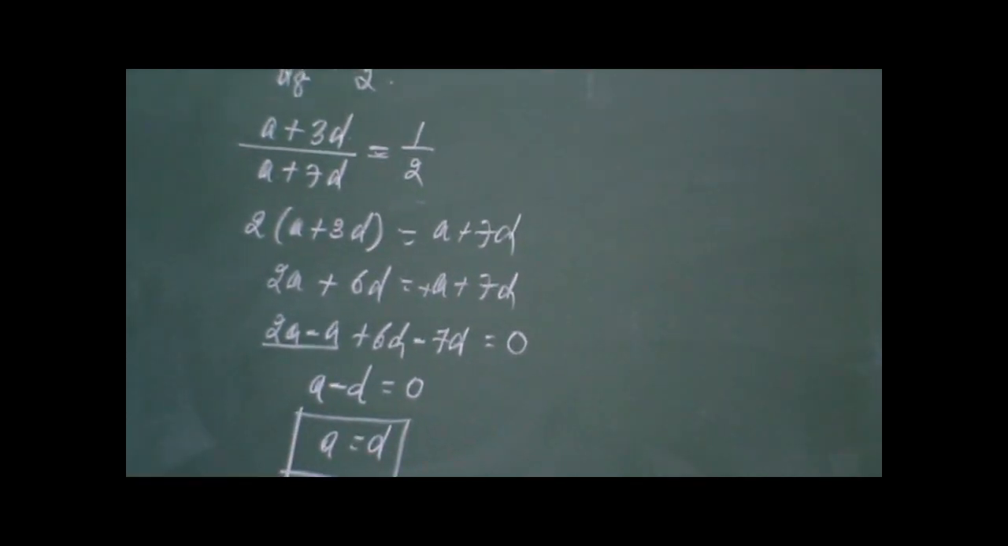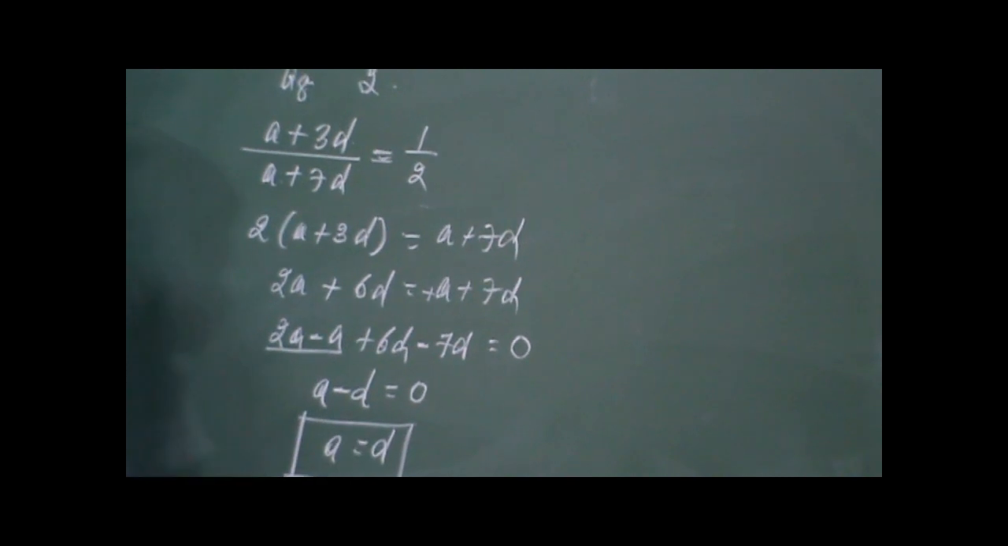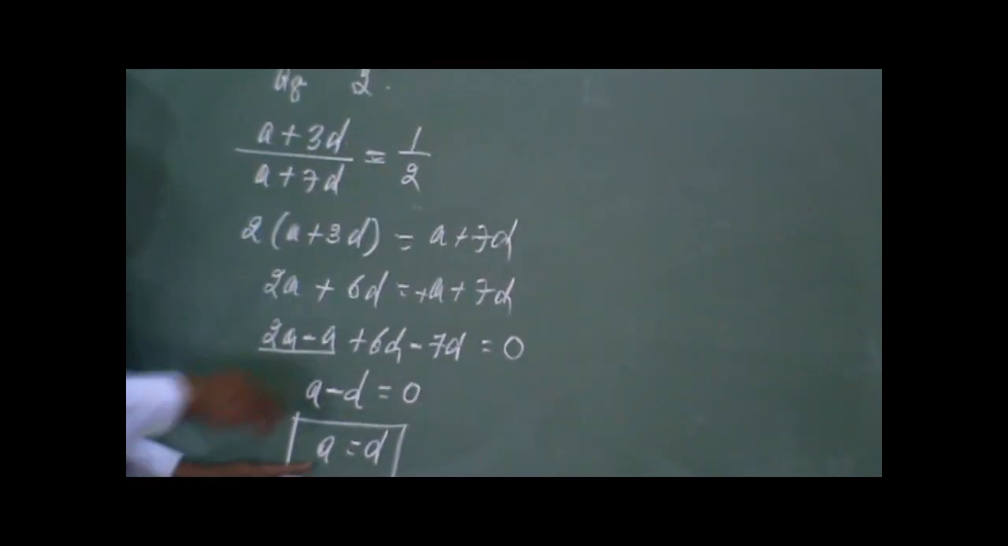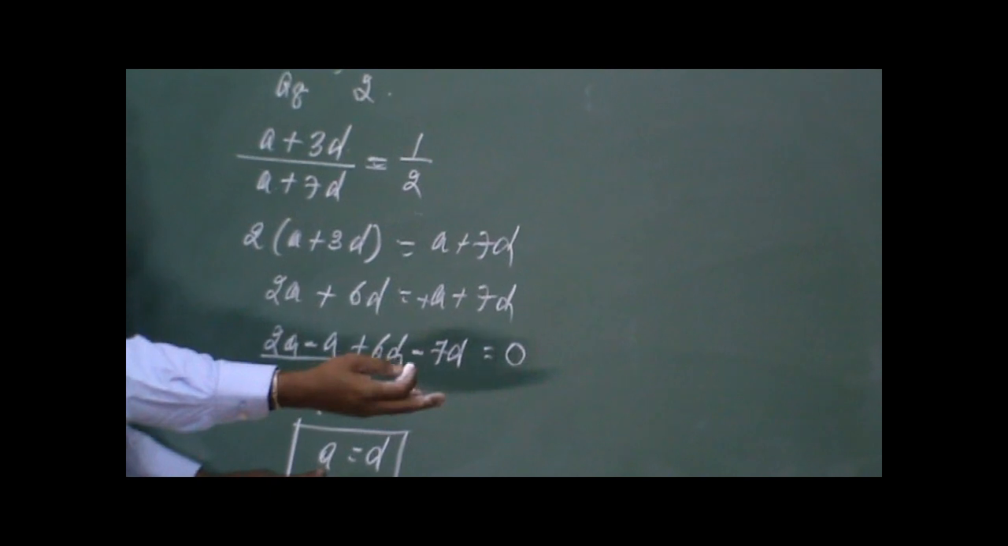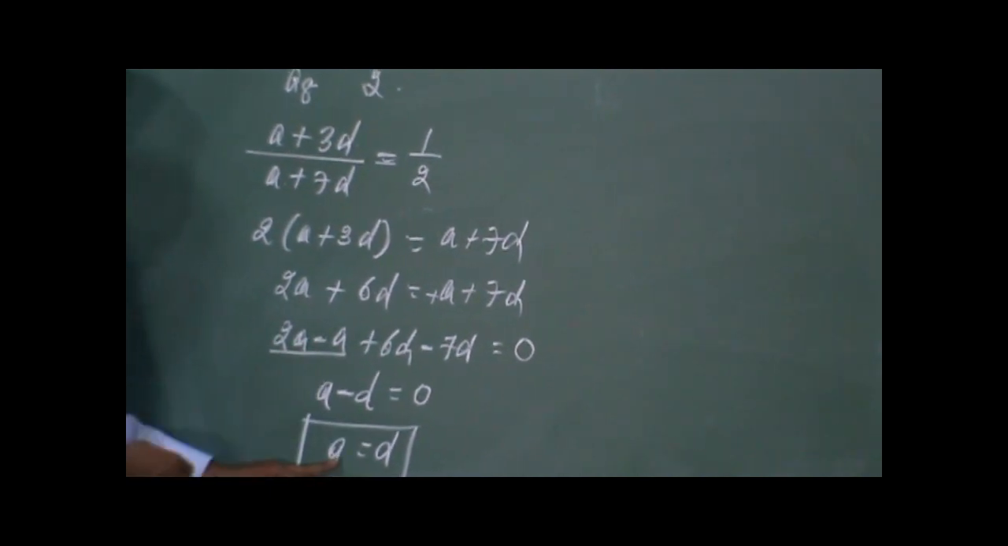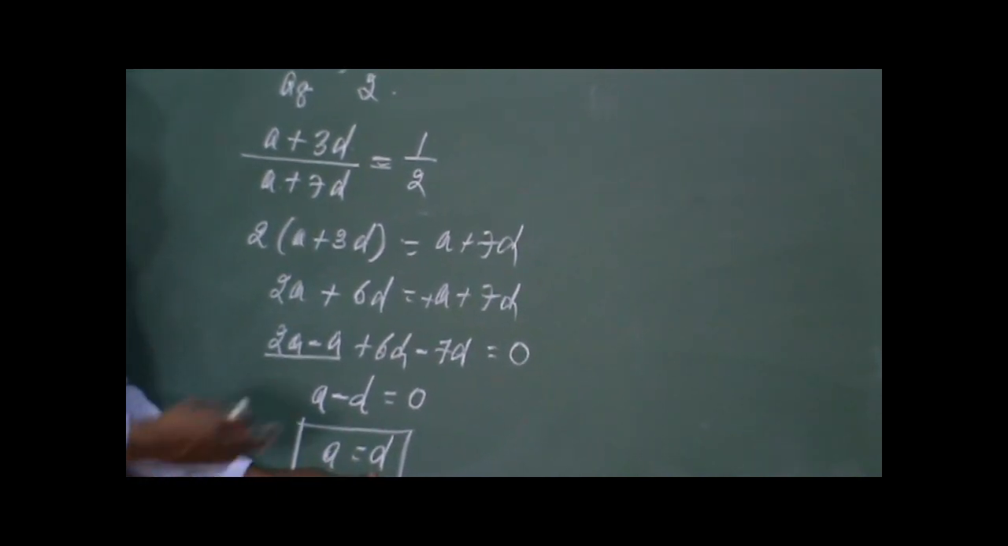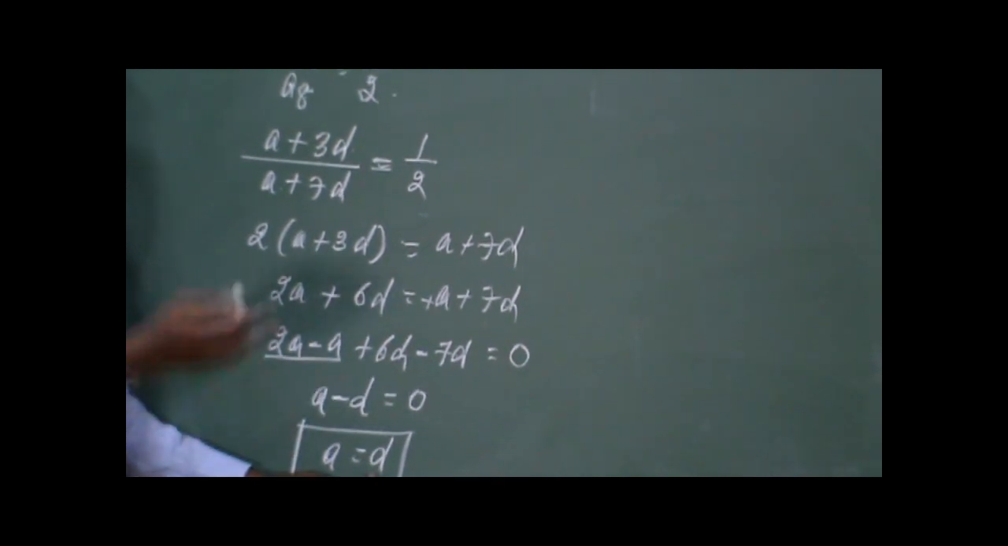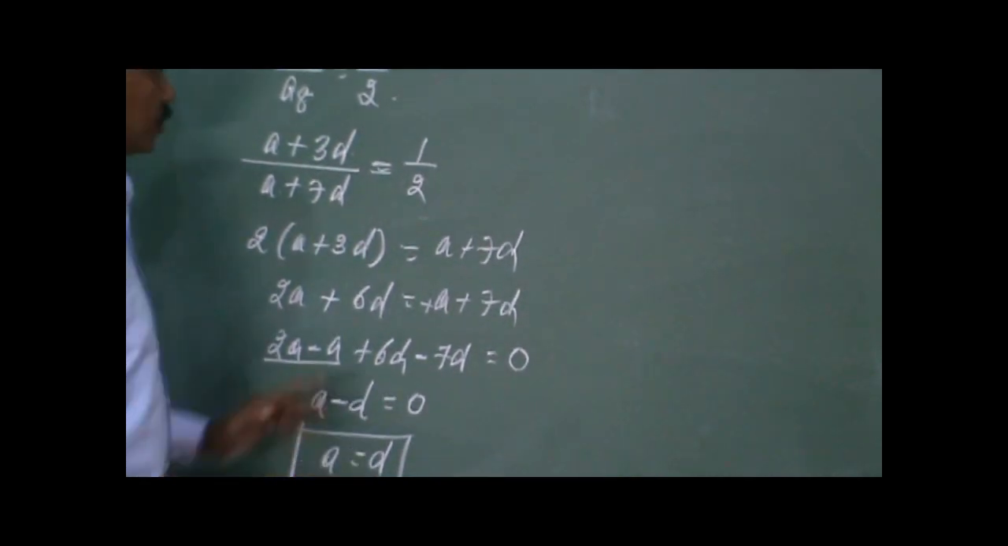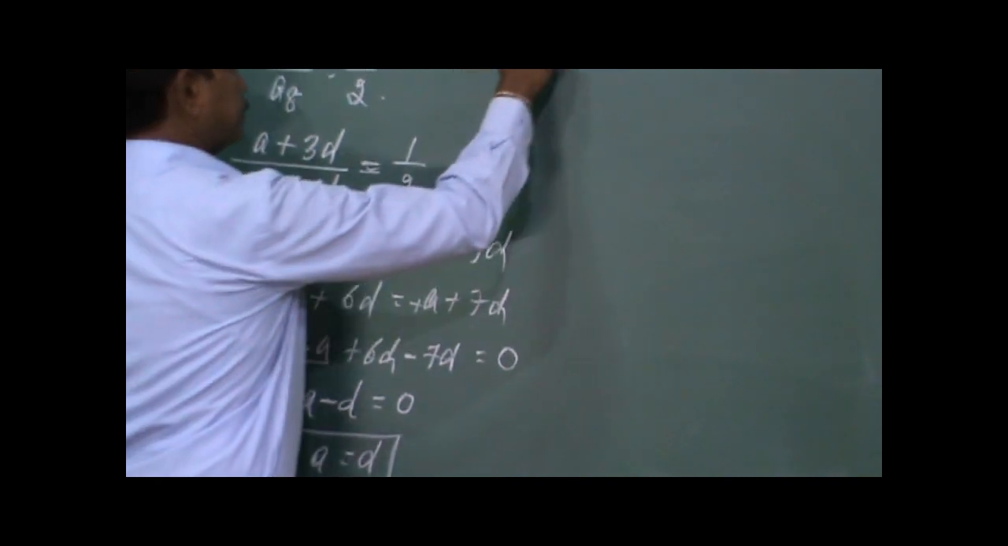So this is the conclusion we have got: A is equal to D. In the sense, the value of A is equal to the value of D. So once you get the value of A or D, both are the same, so you have got both the values of A and D. Is that understood? Now take the 10th term.